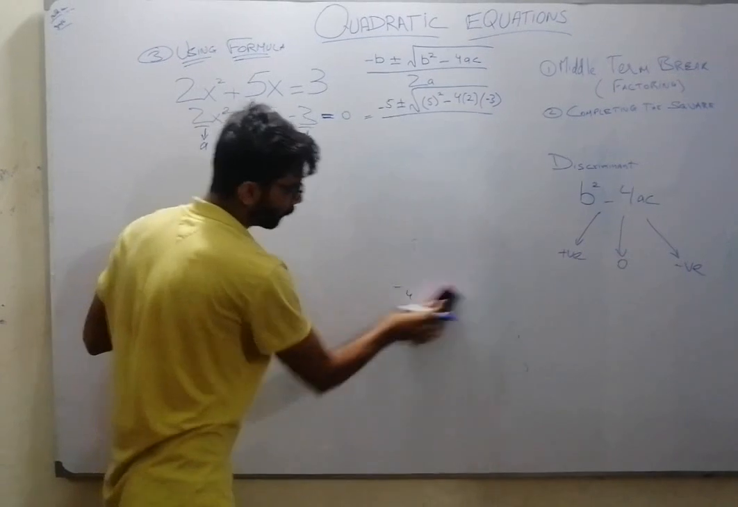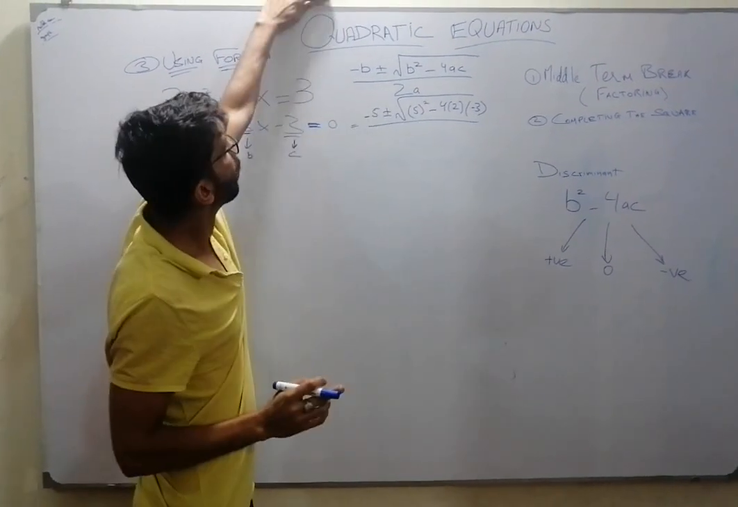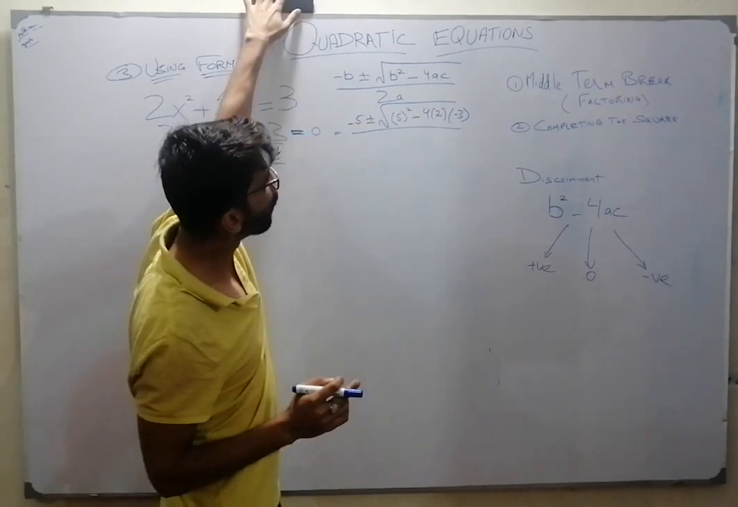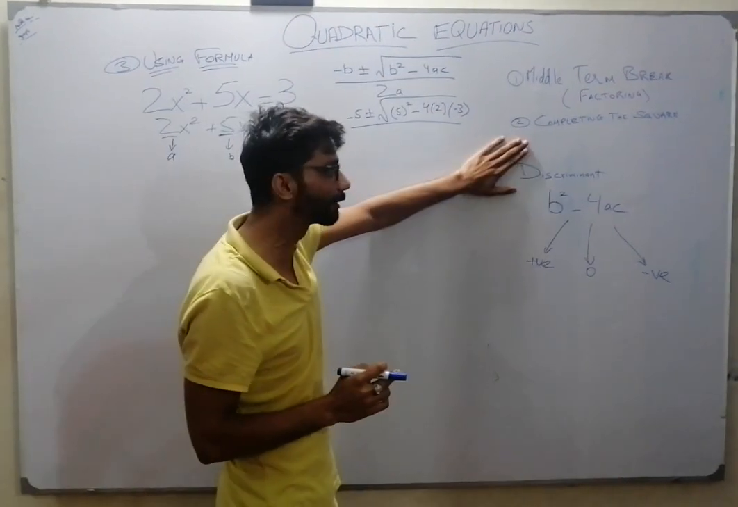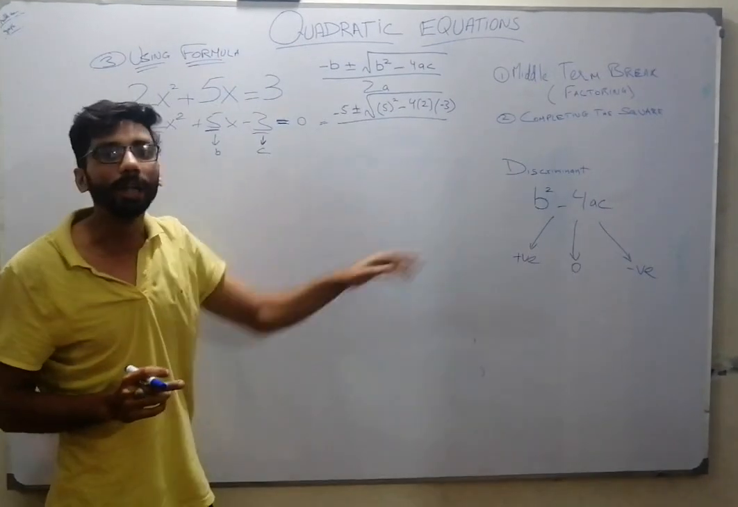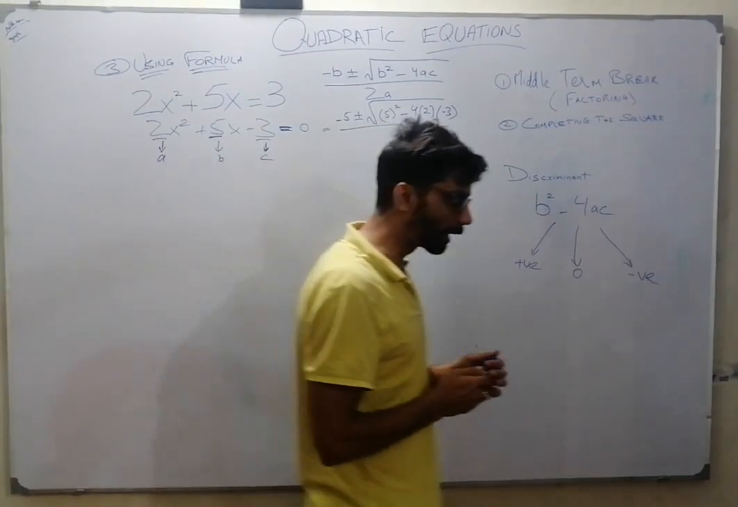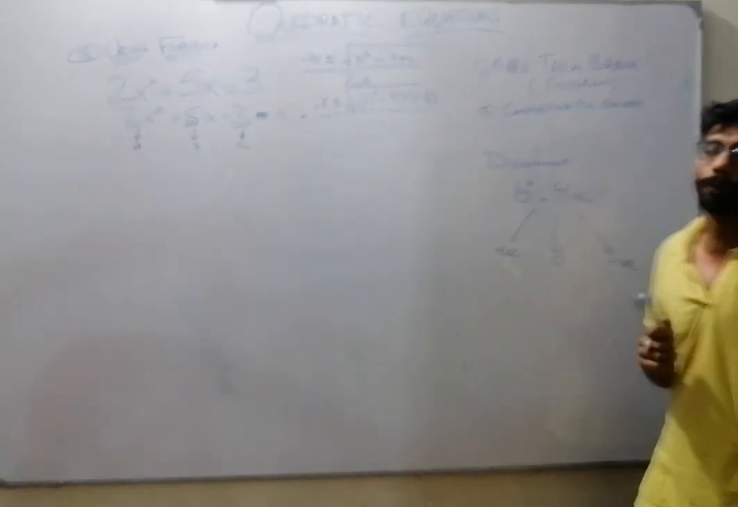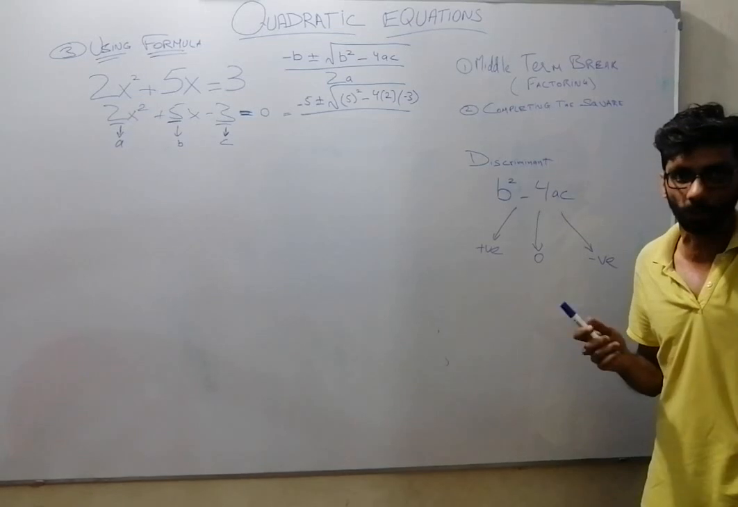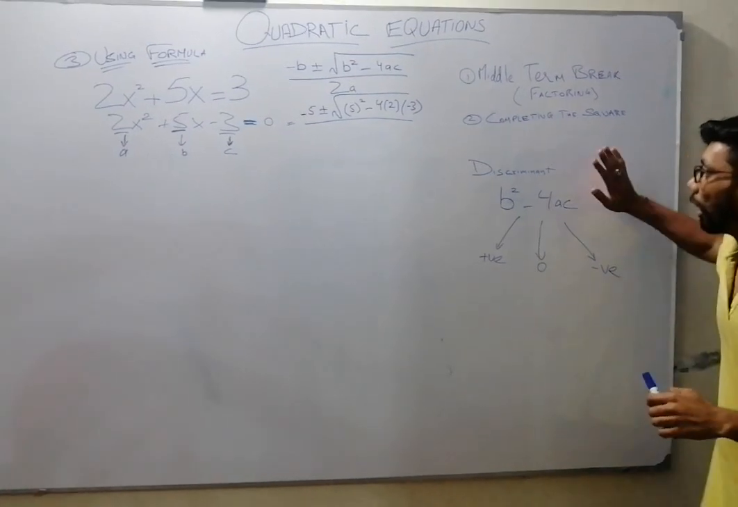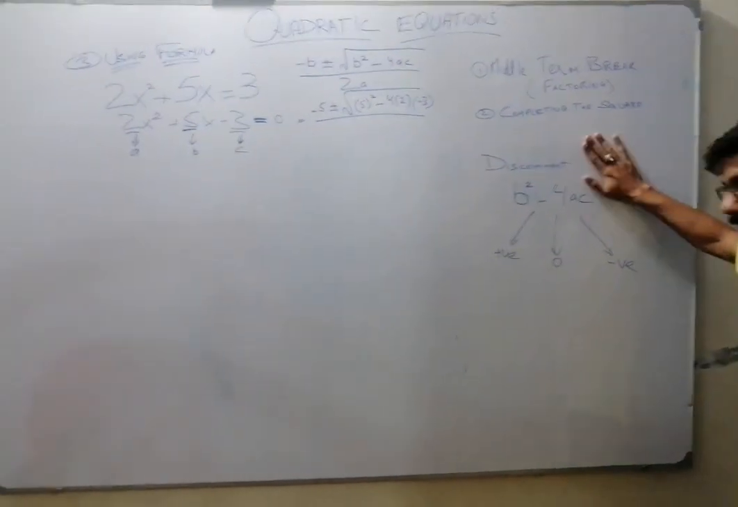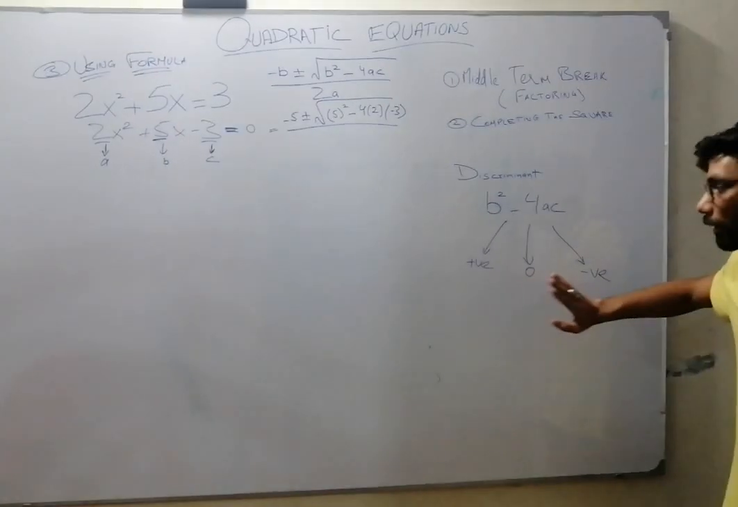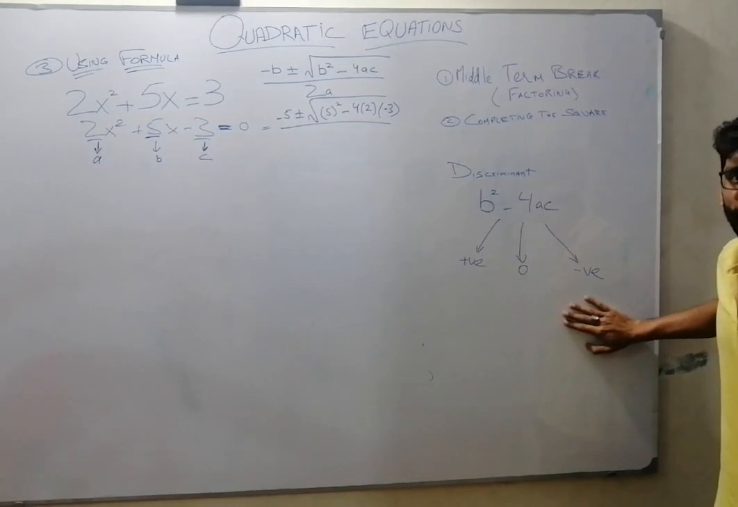Before moving further, let me explain one more thing. This b square minus 4ac, what does it represent? This represents your discriminant. Now, how would this discriminant help you in determining whether we will be getting positive roots, negative, or whatever the answer would be? Let's see. When you put the values in this discriminant, there are three options. Either you will get a positive answer, or you will get 0, or you will get a negative answer.